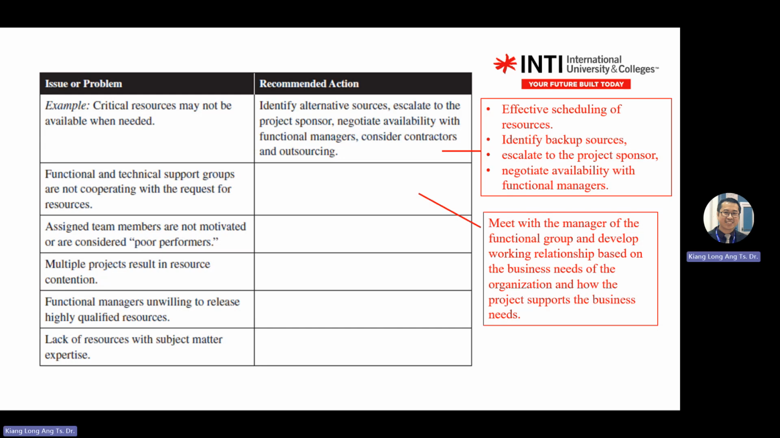Keyword here is communicate. Make sure they understand. And you make them aware of the needs of the functional groups. That is the answer.